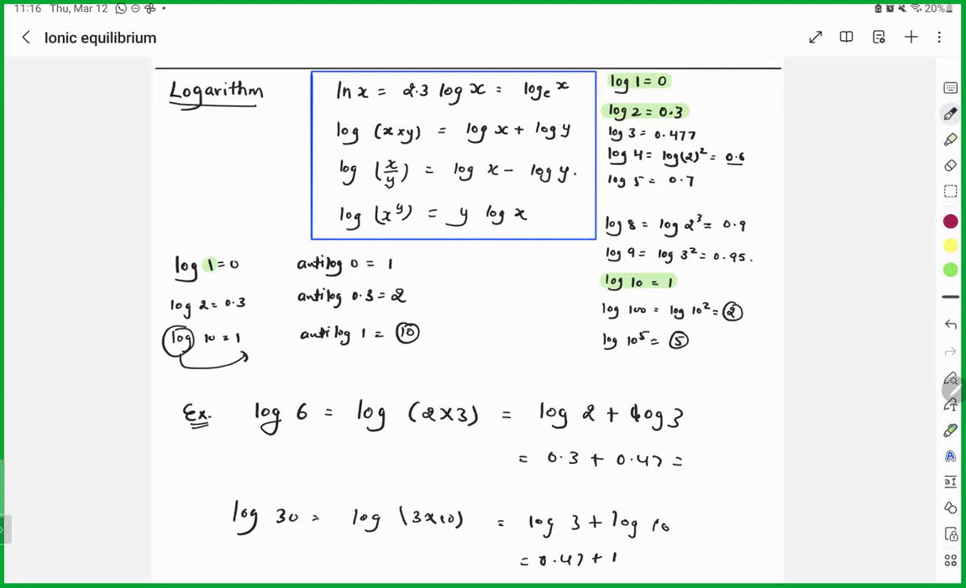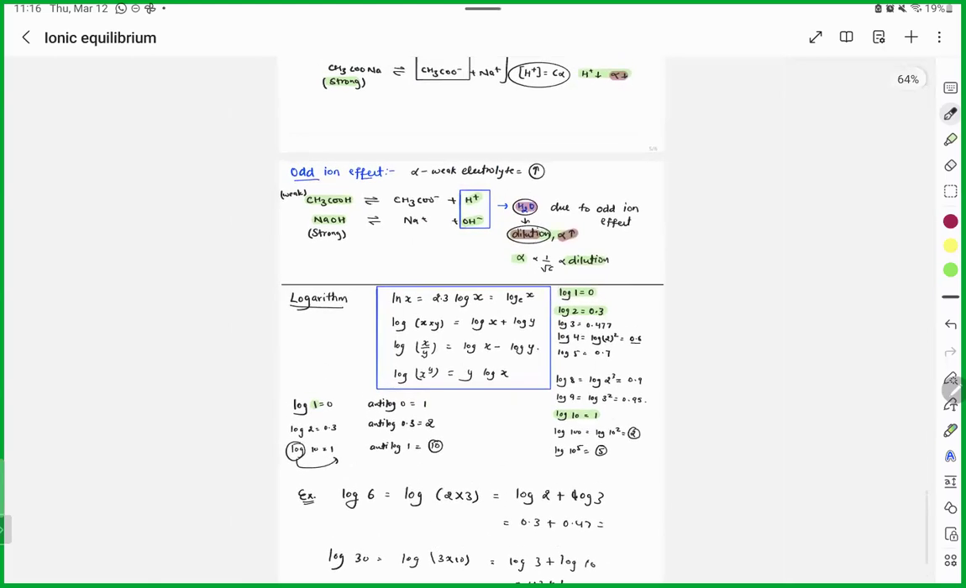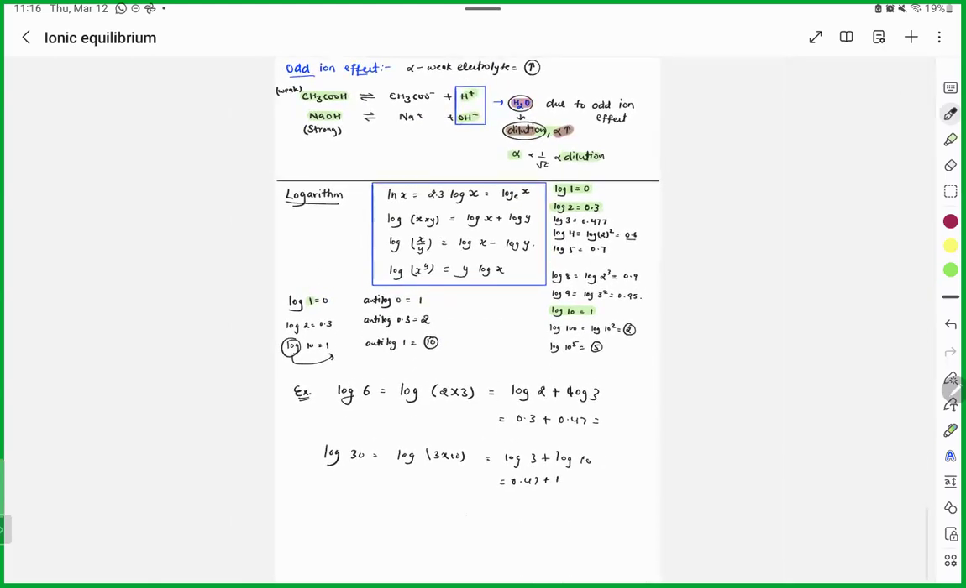So tell me guys, is this enough for you, or do you feel that we can continue? No issue. Is it enough for today, or do you feel we can do more? Sir, can you explain the common ion effect?